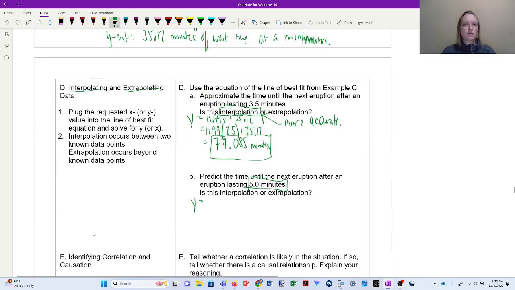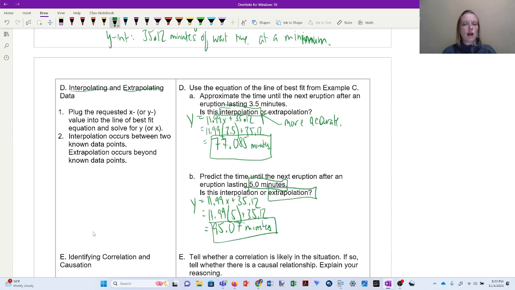So, scrolling back down, we just do the same exercise where we use our equation for our line of best fit, and then we plug in this 5 value for x. 11.99 times 5 plus 35.12 works out to be 95.07 minutes. And because this is extrapolation, this is less accurate. It's still a reasonable guess, we hope, if our line of best fit holds true, but it is less accurate than interpolation.